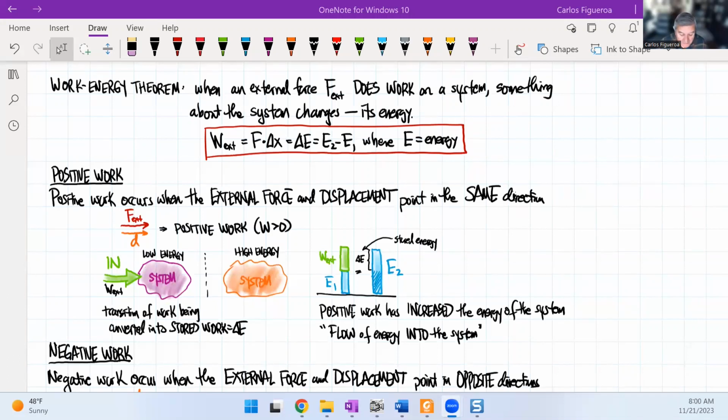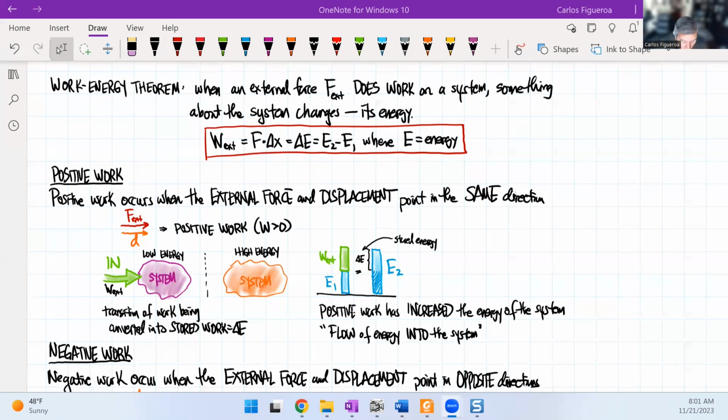This is a review from last time. We started talking about the work energy theorem. And what the work energy theorem says is that when an external force does work on a system, something about the system changes. What we call that is a change in energy.